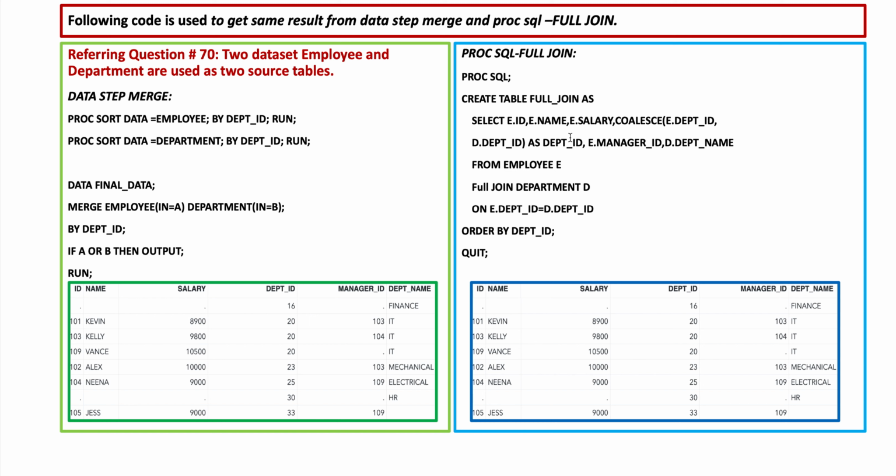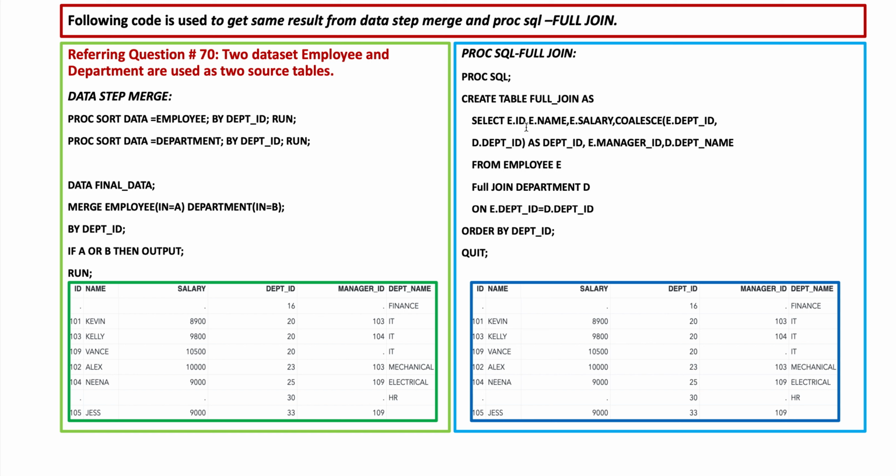Let me go through the Proc SQL full join. It starts with Proc SQL. Let me create a table full_join, and I am going to select variables according to the order displayed in the data step merge output table. In the data step output table, the order is ID, name, salary, department ID, manager ID and department name. According to this order, I am going to select variables here.